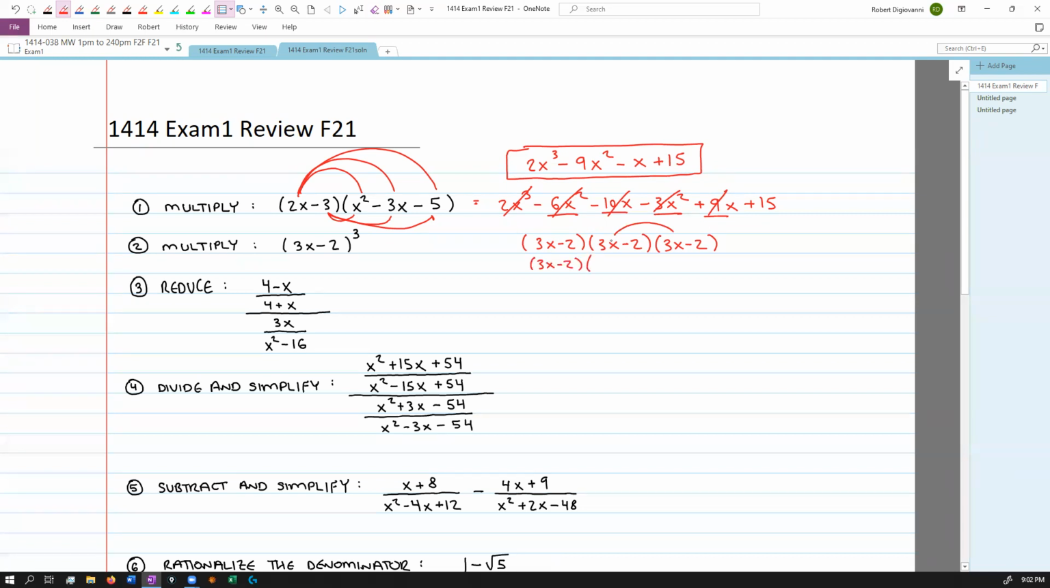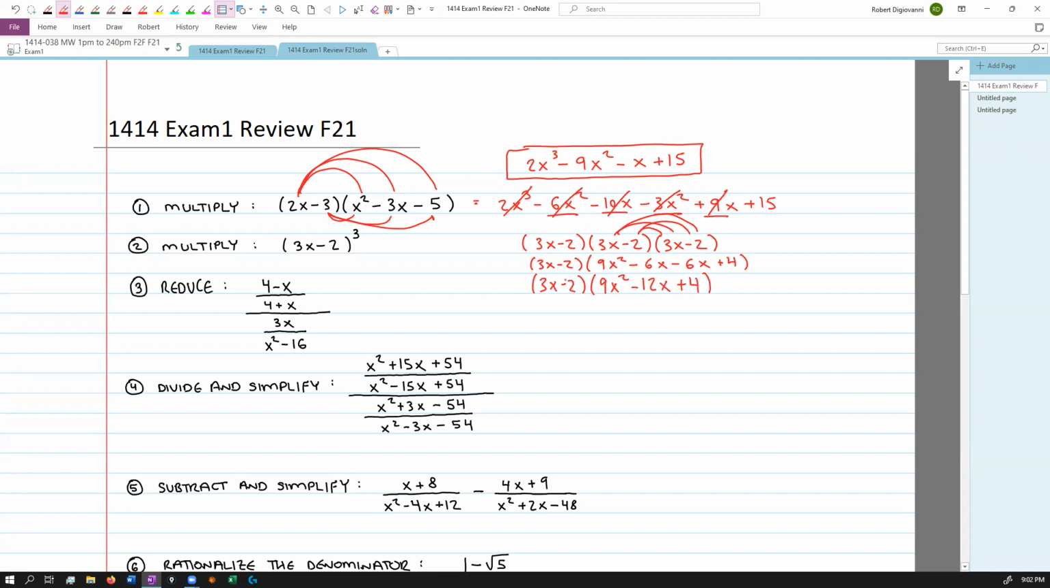So multiply 3x times 3x, get 9x squared. 3x times negative 2 gives me negative 6x. And then again, another negative 6x, and then a plus 4 at the end. And now let me collect like terms on that one. So I've got 9x squared minus 12x plus 4.